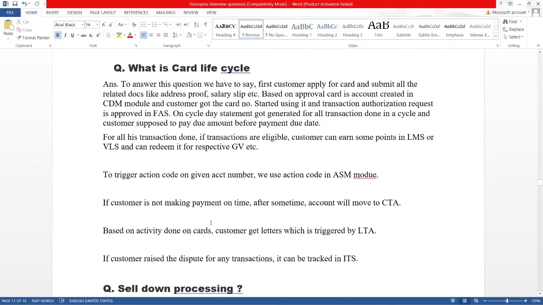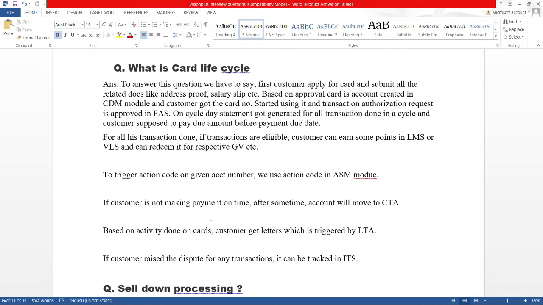Now what is the card life cycle? This is also one of the most frequently asked questions in the interview. To answer this question, you have to say first the customer applies for the card and submits all the related documents like address proof, salary, PAN card, Aadhaar card, whatever in India. So based on the approval of the card, the account is created through the CDM module and the customer gets the card number. After the customer starts using it, doing transactions, the transaction authorization request is approved in Phase.